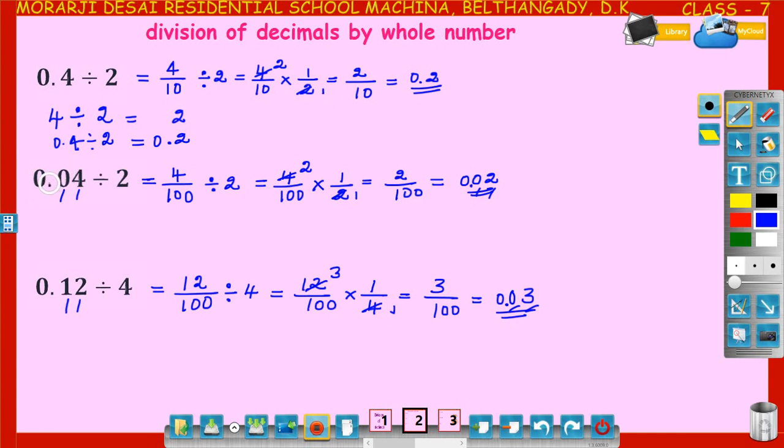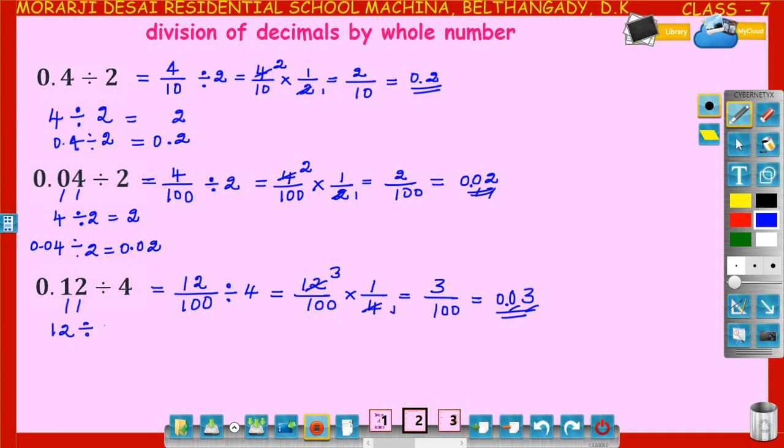Now 0.04 by 2. If I remove the decimal point of 0.04, that becomes 4 by 2. 4 by 2 is 2 only. So 0.04 by 2 is equal to, here in the question we have 2 digits after the decimal point. So in the answer also there should be 2 digits after the decimal point. Here we have only 1 digit. So add zeros to the left side. Now put the point here. So 2 digits after the decimal point, 0 here.